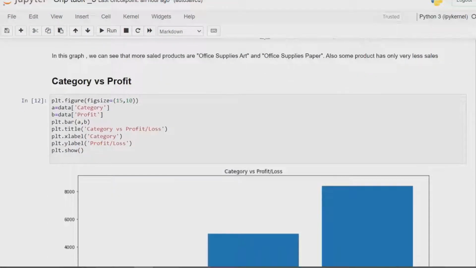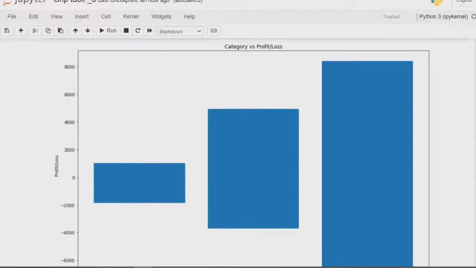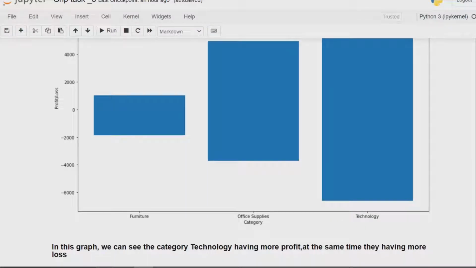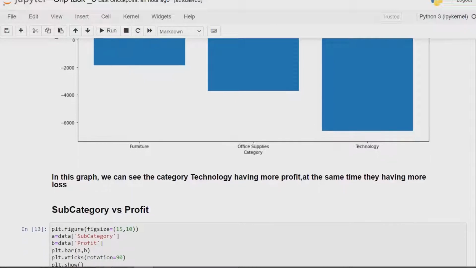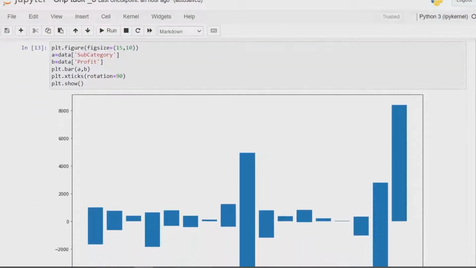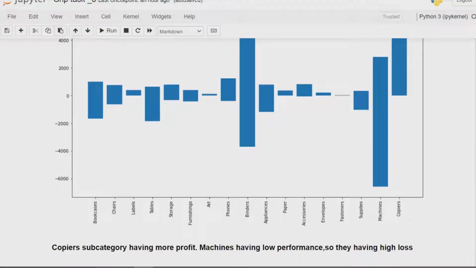Then we plot another graph, category versus profit. From this graph, we can analyze that the technology category has more profit, but at the same time it also has more loss. Then we plotted subcategory versus profit. In this graph, copiers subcategory has more profit, while machines have low performance in sales, so they also have high loss.